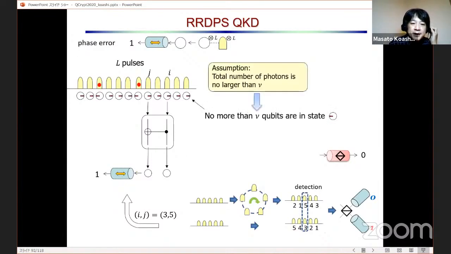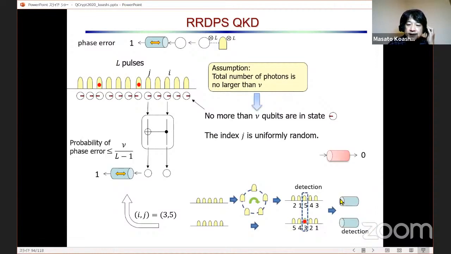And we ask what happens in the X basis. Now the assumption is that this pulse sequence is very weak. So the promise that the number of photons is no larger than nu means that if you look at these qubit states, no more than nu qubits are in state minus here. So this minus state is rare here. And in order to help reduce the phase error, Bob switches from this real measurement to this measurement. So instead of doing a phase measurement, Bob does the which-path measurement.